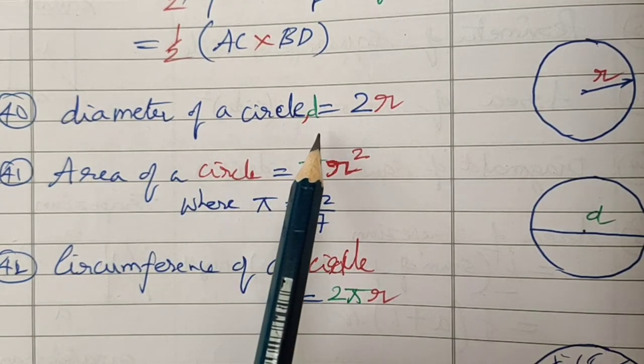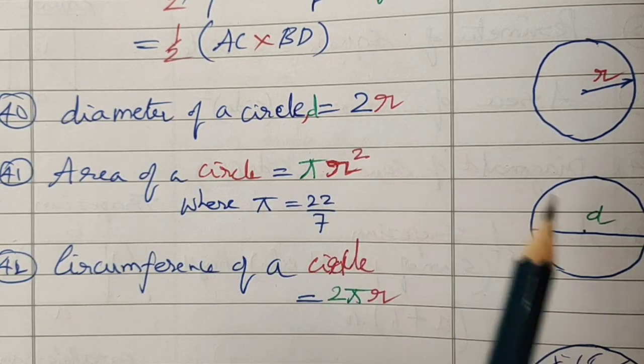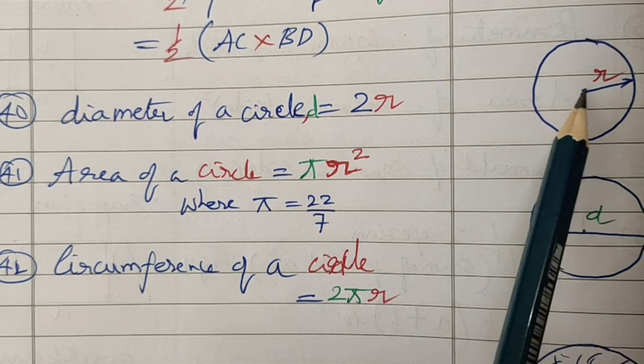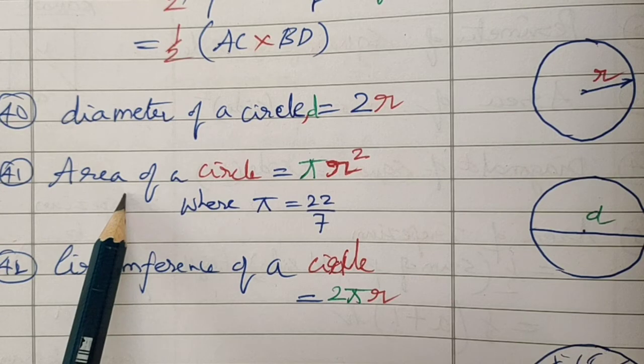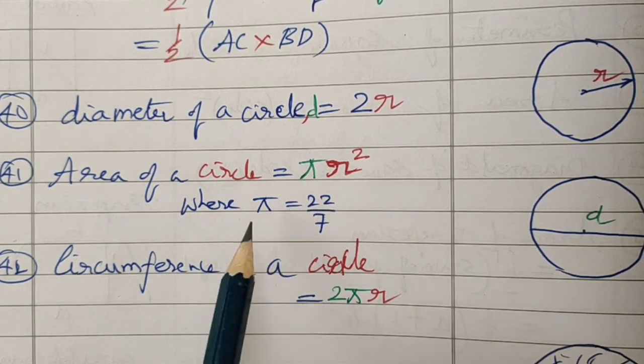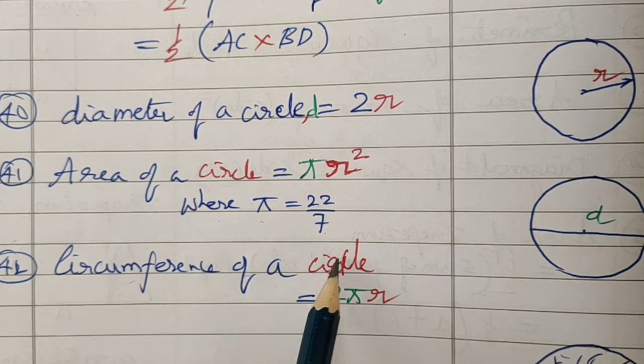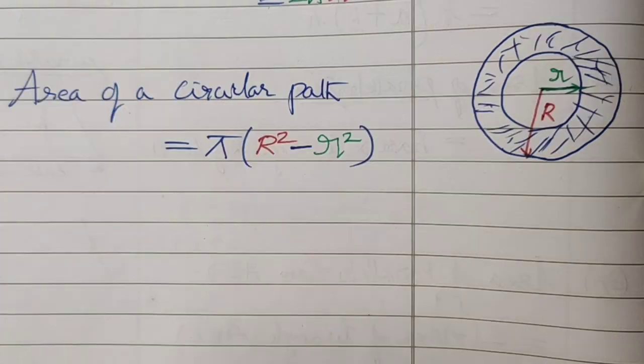Diameter of a circle D is given by 2 times radius. Area of a circle is equal to pi r square, where pi is equal to 22 by 7. Circumference of a circle is equal to 2 pi r, where r is the radius of the circle.